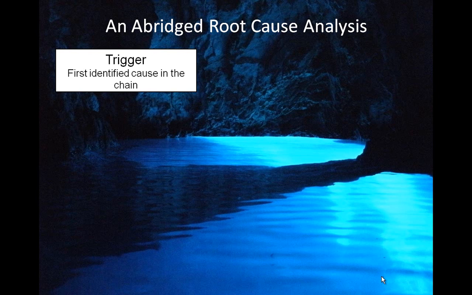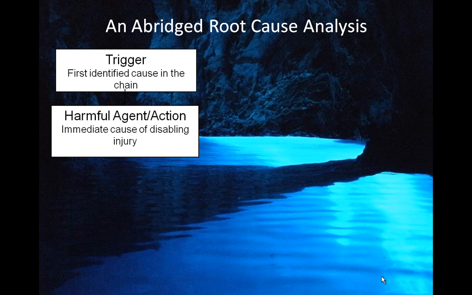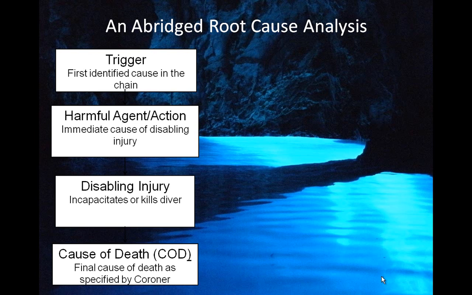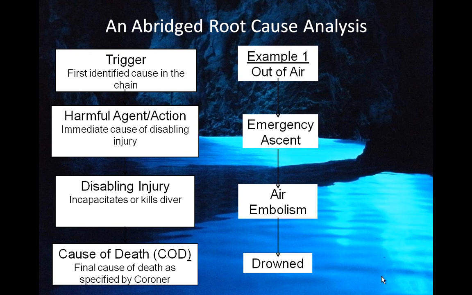So although we would like to have root cause analysis in every case, we can think how to improve that in the future. But we wanted to do some kind of root cause analysis in an existing data set, and there are many limitations there. So we said this is kind of a bridged root cause analysis. We will look at the trigger as the first mishap that occurred during the dive. That's identifiable, although we don't have the ability to ask why that happened. But this is the first that we have the trace of. And then what's the harmful agent, the disabling injury, and at the end, what is the cause of death? And here is one example. Out of air was first noted in this dive.